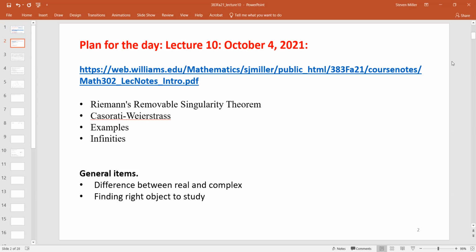The other thing is finding the right object to study. If you can find the right transformation, a lot of times problems become very easy. The difficulty is finding the right way to look at it. The more problems you do, the more experience you have, and the easier it is to say, this is what I should be looking at.